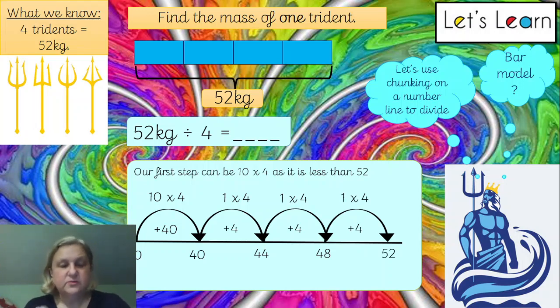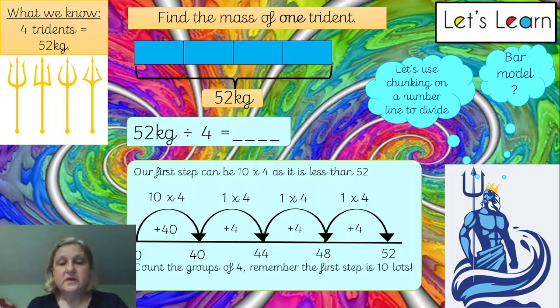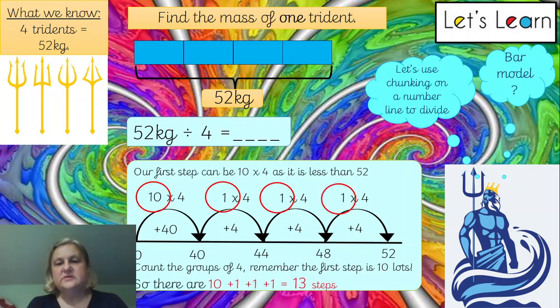So now we're going to count those groups. Okay, we've got 10 groups of 4. Then we've got another one group of 4, another one group of 4, another group of 4. So altogether that is 10, add the 1, add the 1, add the 1. So it's 13 groups of 4 that you've put out. Okay. So we've got 13 steps. Those 13 groups then can fit into your bar model. And then your answer is 13 kilograms.